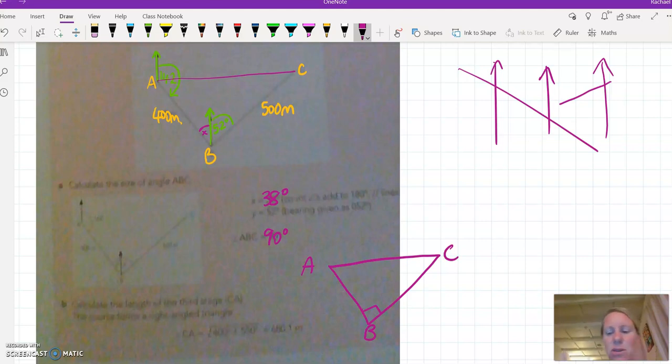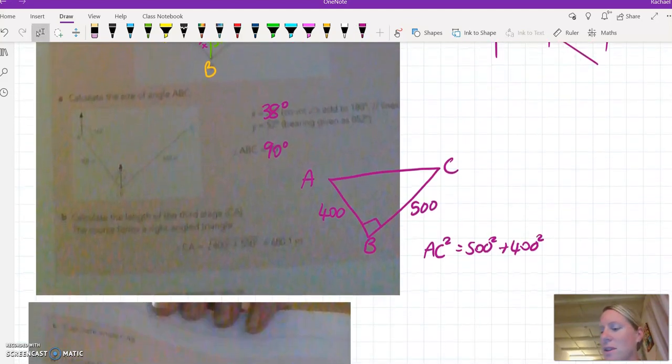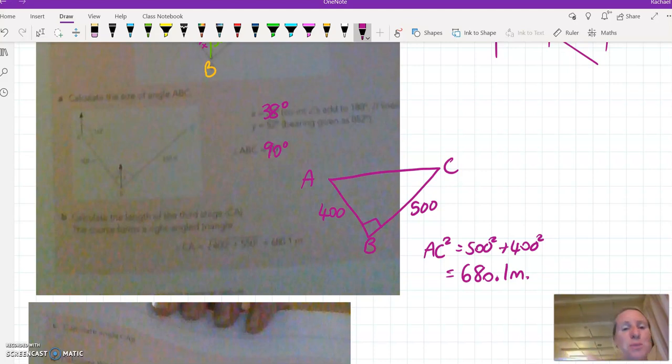So instead of that messy stuff with the north and all of that, let's just put in that right angle there. We know this is 500. We know this is 400. Straight away, you can see that we can use Pythagoras, can't we? So we end up with AC squared being 500 squared plus 400 squared. What do we end up with? 680.1. Okay, once you've done the square root of that. Okay, nice. So that we've used parallel line rules and we've used Pythagoras for this, for bearing. So it's a really lovely way for a few of our rules to all come together.